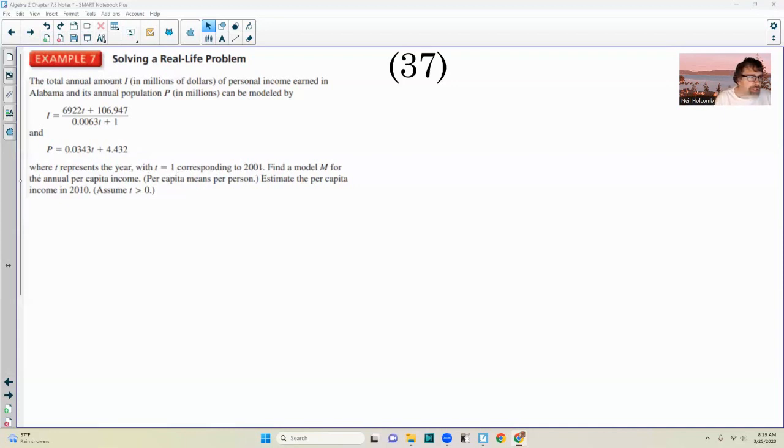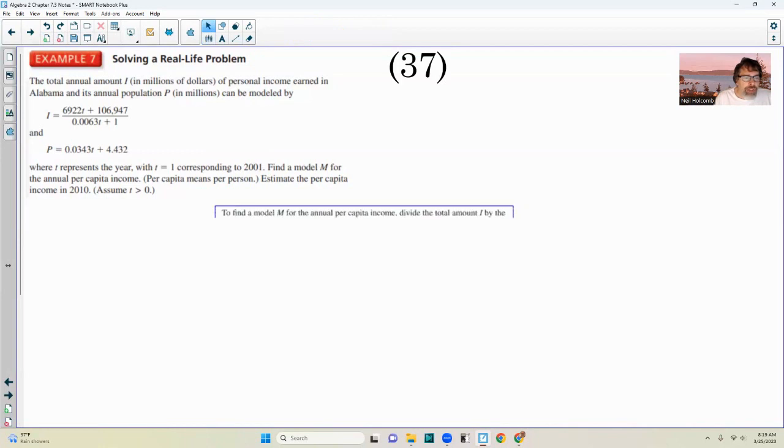Okay, so years since 2000 is what that means. So this year is 2023, so T would be 23. It says find a model M for the annual per capita income. Per capita means per person. Estimate the per capita income in 2010 and assume that T is greater than 0. So T can't be negative. All right, so what are we going to do?